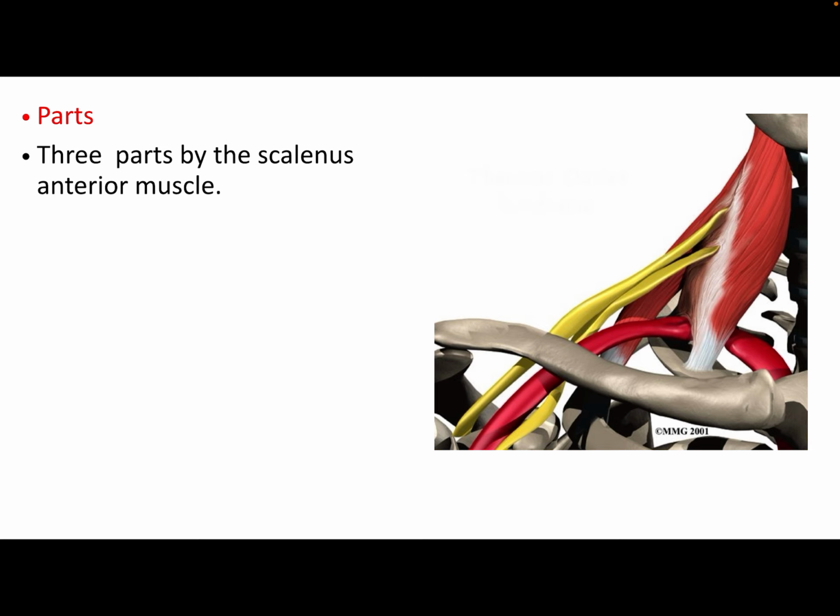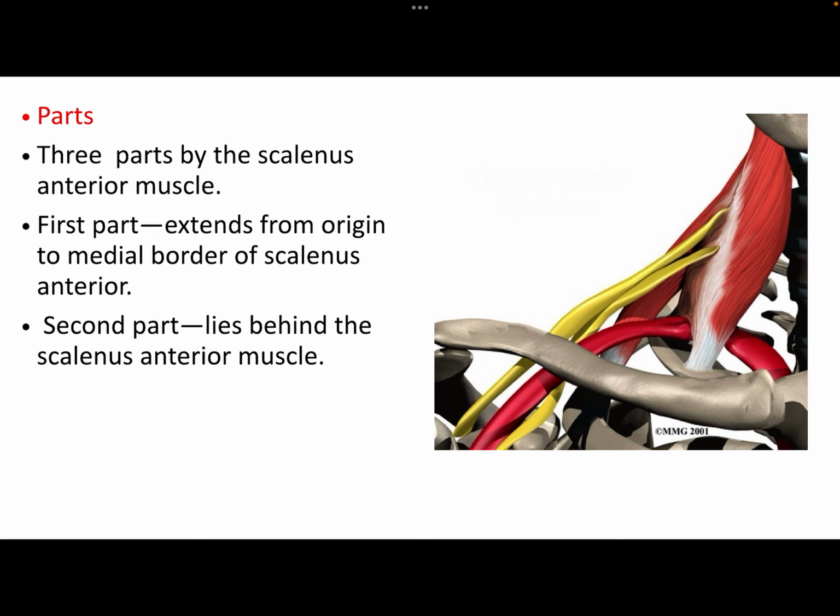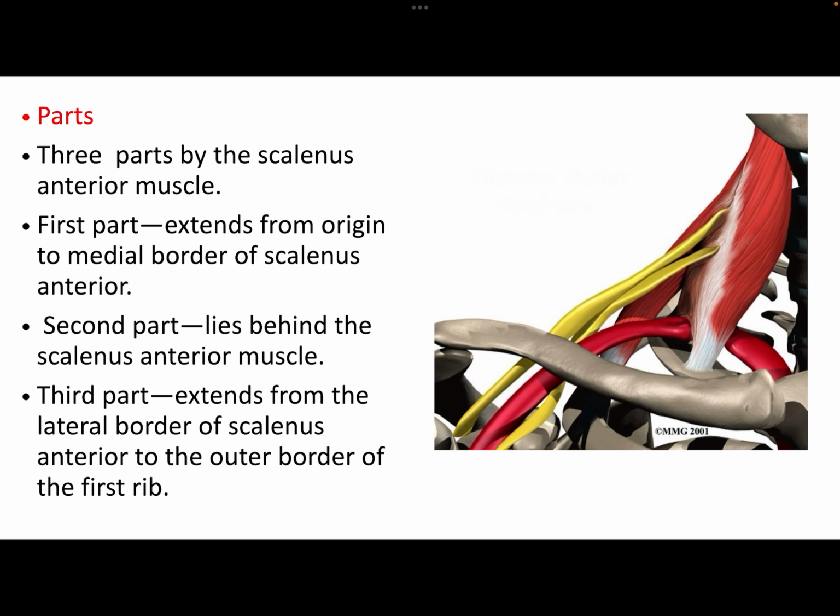The first part extends from the origin to the medial margin of the scalenus anterior muscle. The second part lies posterior to the scalenus anterior muscle. The third part extends from the lateral margin of scalenus anterior to the outer margin of the first rib.